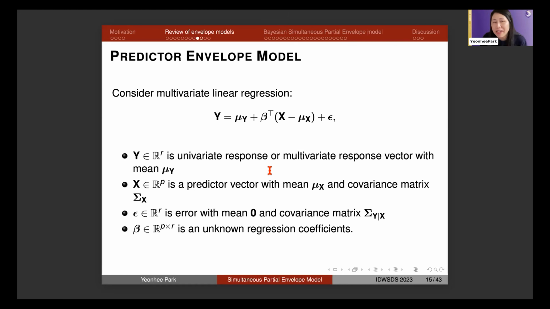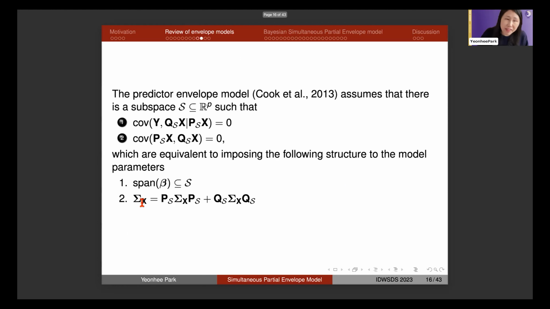So far, I reviewed Y envelope, meaning that we reduce the dimension of the response vector. And envelope models have been adopted in many other areas, and one example is the predictor envelope model. So now we want to reduce the dimension of the predictors. So in the predictor envelope model, we reparameterize the model with the centered vector, and we assume that X is stochastic with mean mu X and covariance sigma X. And then we impose two conditions to construct the predictor envelope. So Cook and his colleagues in 2013 assumed that there is a subspace of the p-dimensional real-valued space satisfying that, given the material part of X, the immaterial part of X, QX, does not provide any information for estimating beta.